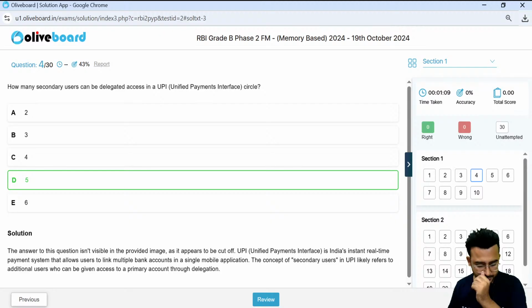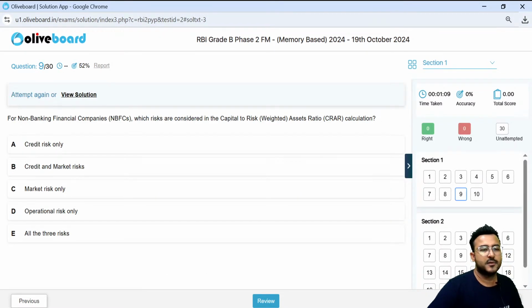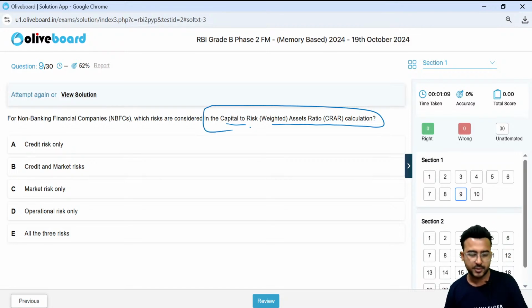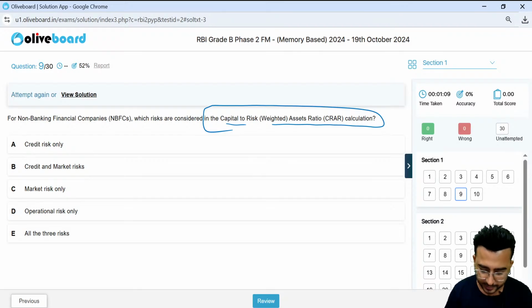Yes, very good, Arshit. 5 is the correct choice. Okay, 5 is the correct choice. For non-banking financial companies, which risks are considered in the capital to risk asset ratio calculation, CRAR calculation? For the NBFCs, which risks are considered in the CRAR calculation? Any idea?